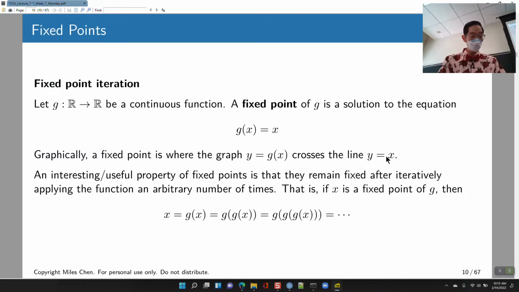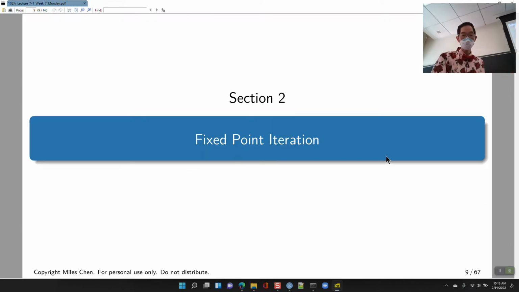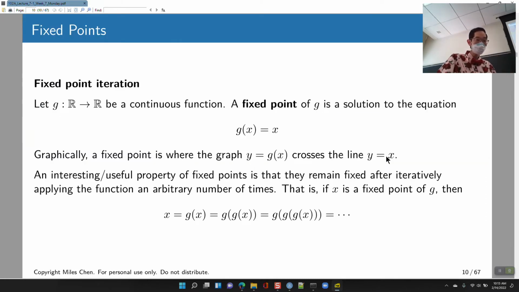All right, let's talk about fixed point iteration. Fixed point iteration takes advantage of a function's fixed point, okay? So a fixed point is not a root. A fixed point is a solution to g of x equal to x, right? So if you have some function g, a fixed point is where you plug the number into the function and you get that number back. It's basically where the function crosses the line y equal to x.